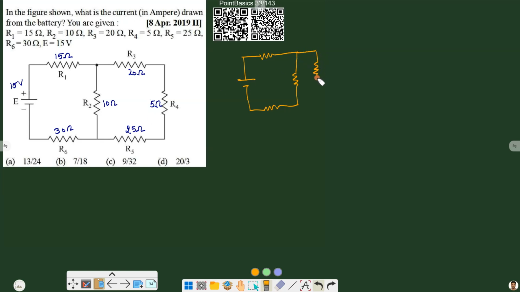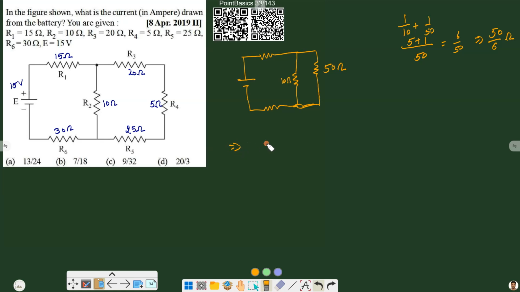So circuit will reduce to something like this. This is 50 ohm and this is 10 ohm. Now both of these are again in parallel, so their parallel combination will give us 1 by 10 plus 1 by 50. So 6 by 50, our effective resistance will be 50 by 6 ohm.